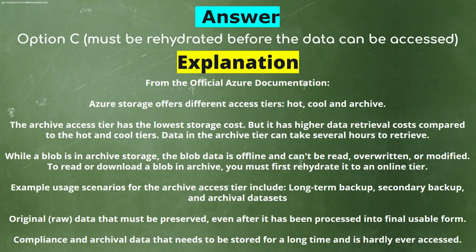While a blob is in archive storage, the blob data is offline and can't be read, overwritten, or modified. To read or download a blob in archive, you must first rehydrate it to an online tier. Example user scenarios for the archive access tier include long-term backup, secondary backup, and archival datasets. Original raw data that must be preserved even after it has been processed into final usable form. Compliance and archival data that needs to be stored for a long time and is hardly ever accessed.